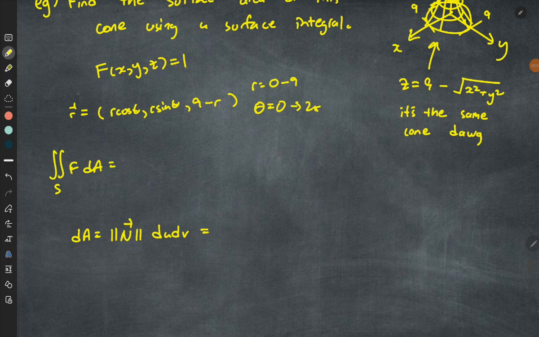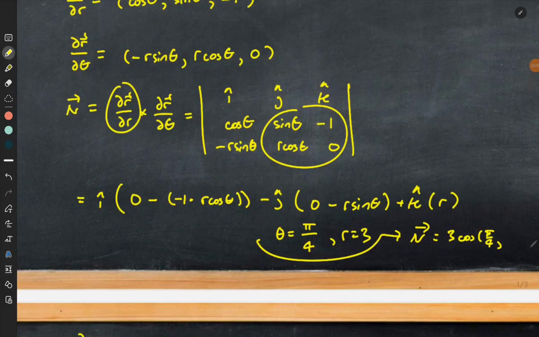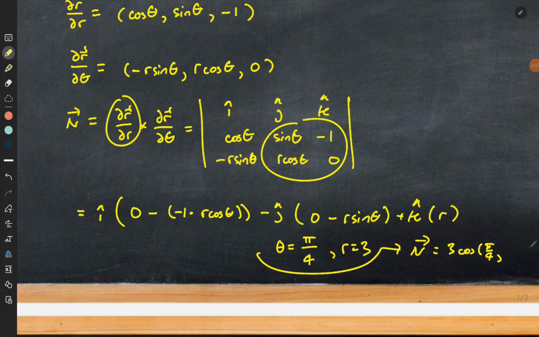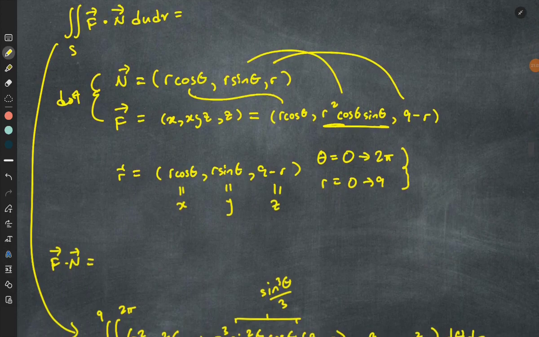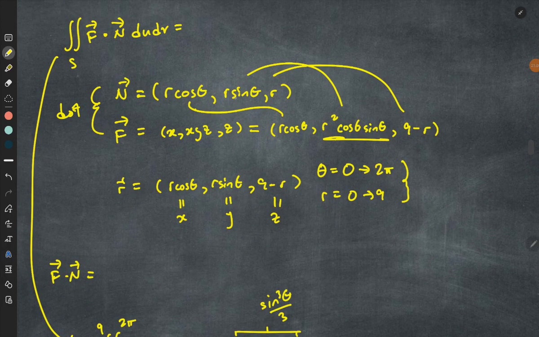dA is the length of the normal multiplied by the two variables in question. So we know from before that the normal is r cos theta, r sine theta, r, I think. Let me double check. Okay, it's r cos theta, r sine theta, r. So spot on.